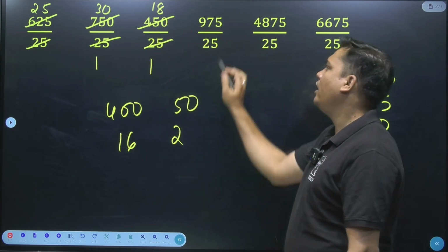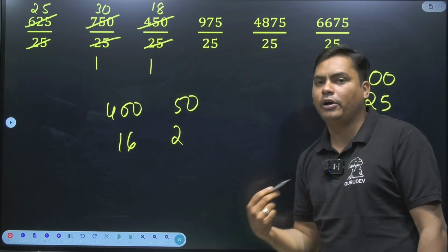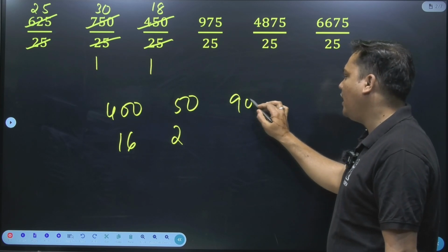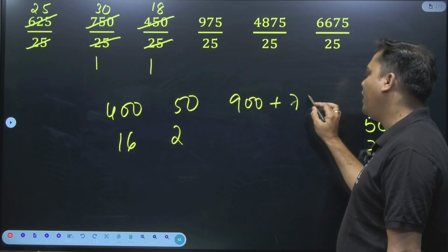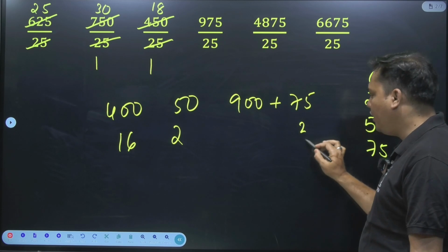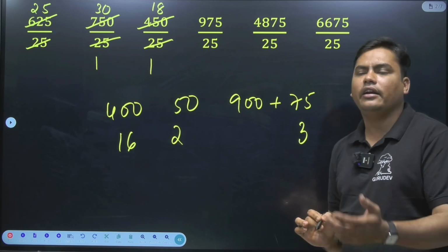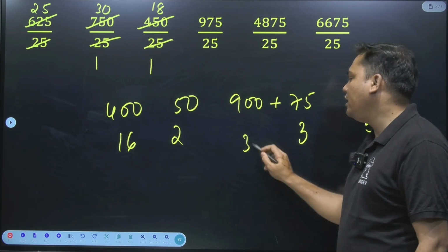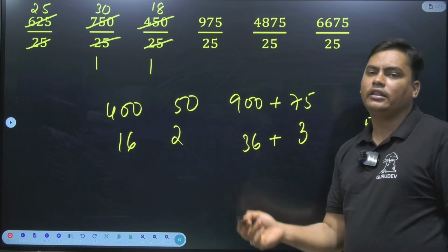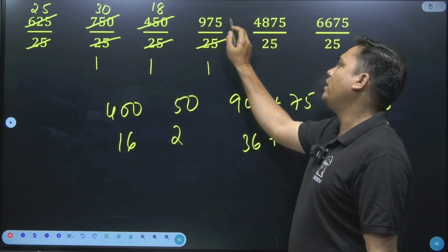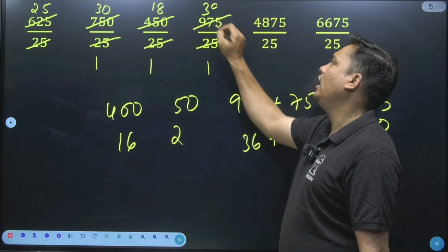In the same way, 975 divided by 25. It is nothing but 900 plus 75. How many 25s are there in 75? That is 3. In 900, 9 4s are 36. 36 plus 3 will be 39. So 25 ones are 25, 39s are 975.